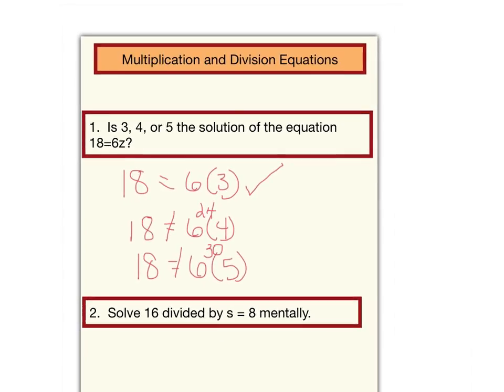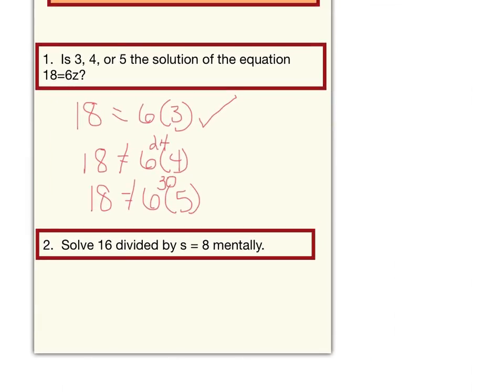Let's try a division problem now. Solve 16 divided by s equals 8 mentally. Let's write it out without words first so we can see what that looks like. 16 divided by s equals 8. So 16 divided by something equals 8. How can we get 8? How many groups can we split 16 up into to give each person 8?